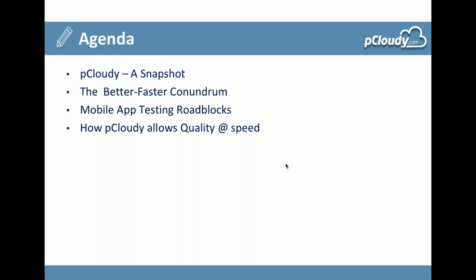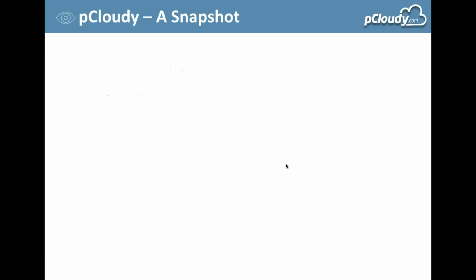We'll discuss what the quality at speed, or better, faster conundrum is. What are the roadblocks which deter us from achieving quality at speed in the context of mobile apps? And most of this session we are going to spend on how we are actually going to solve the problems, using the platform pCloudy.com. So with this agenda, let's move to the introduction, a quick snapshot of what pCloudy is all about.